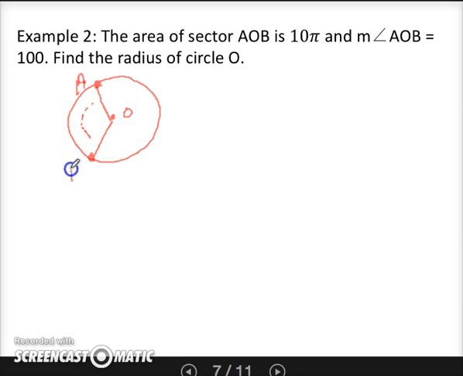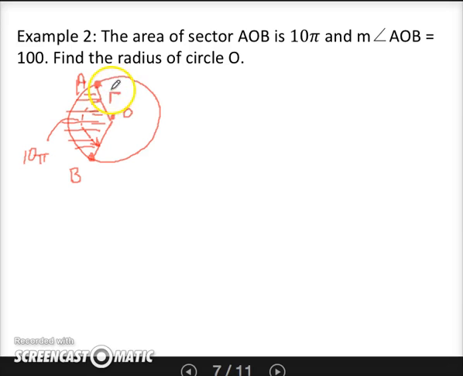Let's say that B is here, and this angle here was 100 degrees. The area of this sector is 10 pi. So the number of squares it would take to cover this area is 10 pi. We're asked to find the radius. Okay, so this feels like we're working backwards. We're given the area and we're finding a radius.